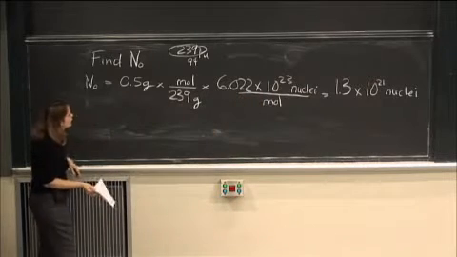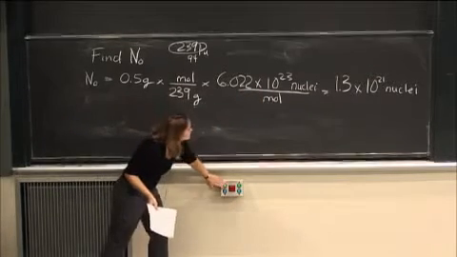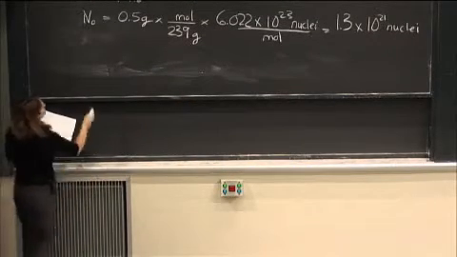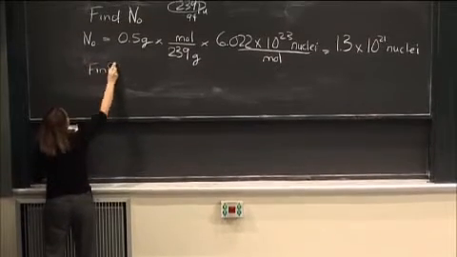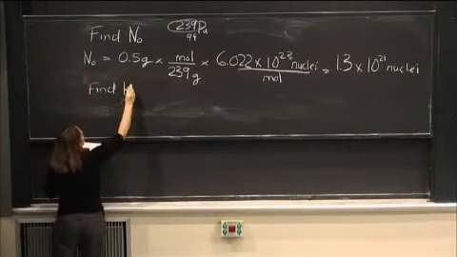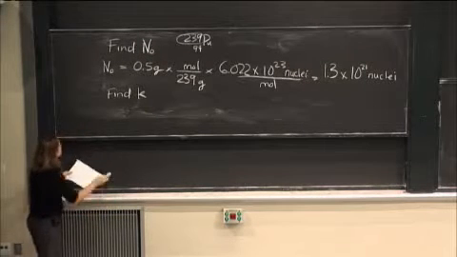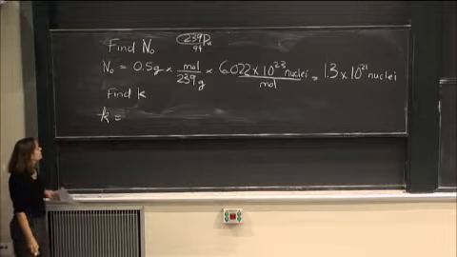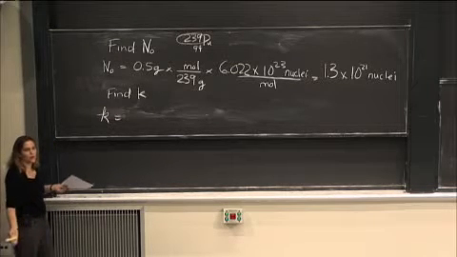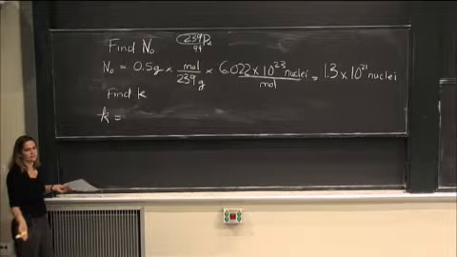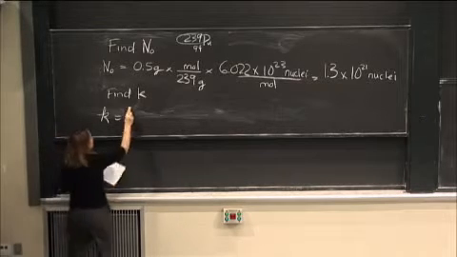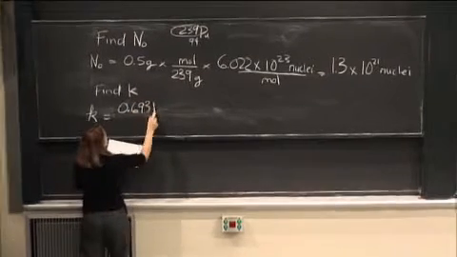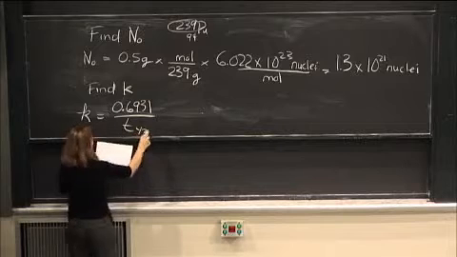OK, so now we know the original number of nuclei. The next thing we're going to want to do is find k. And k is our rate constant for decay, or our decay constant. So what do we know about k for a first-order process? We know the equation for what? For first-order half-life, right. So that's 0.6931 over t half.